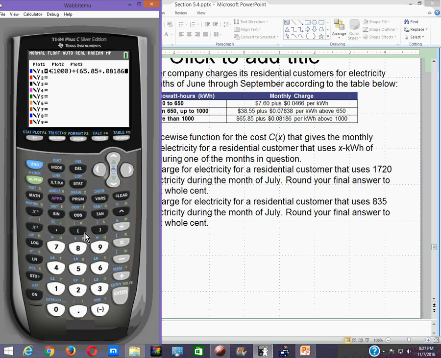0.08186. That's times the kilowatt hours above 1,000. The kilowatt hours above 1,000 is x minus 1,000. So x minus 1,000. Close that. Close one for the formula, and then times its restriction. Its restriction is more than 1,000. So x, second test, greater than, choice 3, 1,000. Hopefully I have everything.